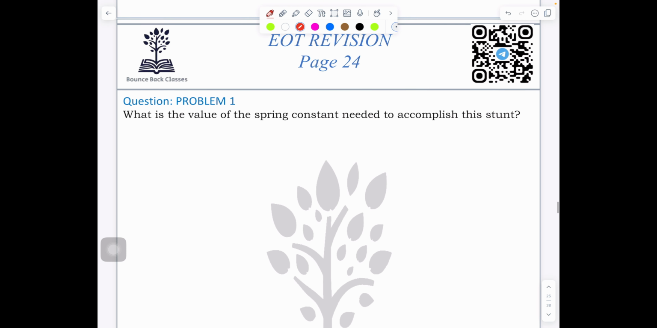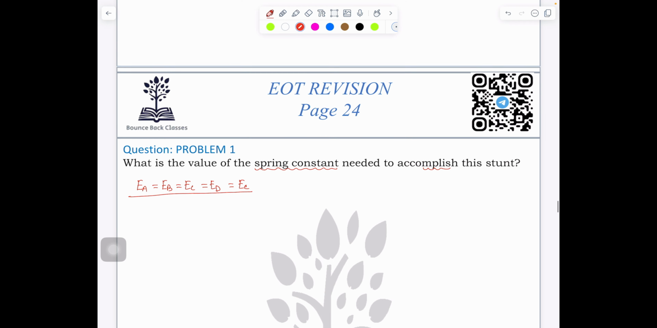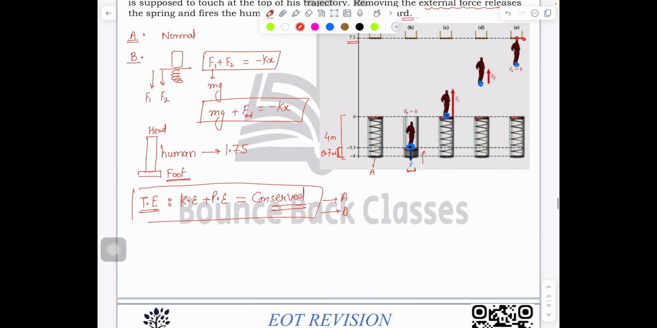Now, what is the value of the spring constant needed to accomplish this stunt? First thing, as I told you, energy at A equals energy at B equals energy at C equals energy at D and equals energy at E. Clear? Now just check the question. A, no need to use that, this is the normal case. B, yes, this is something very good.